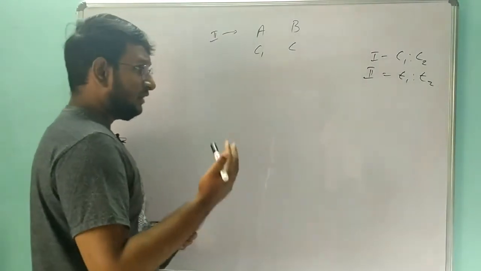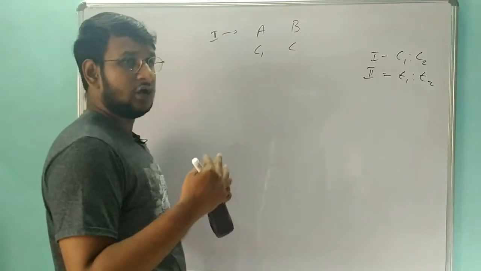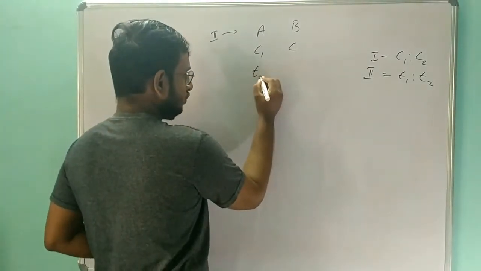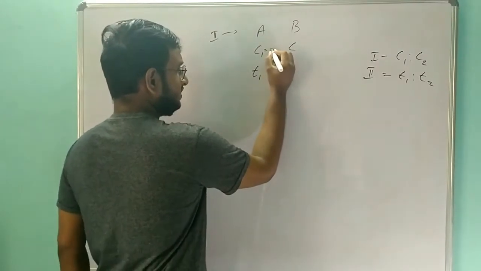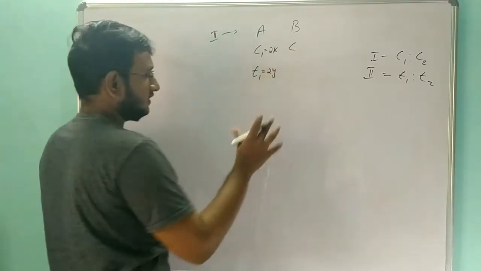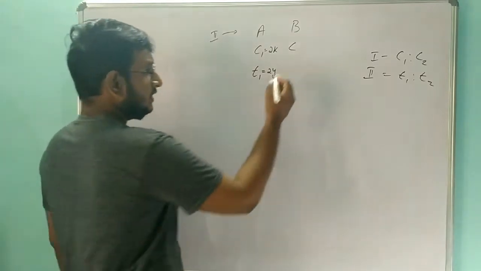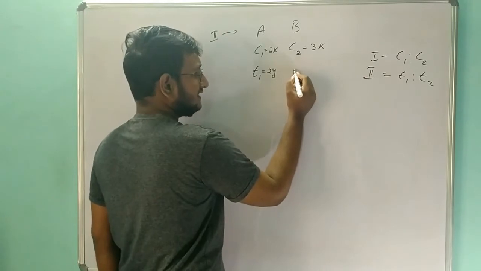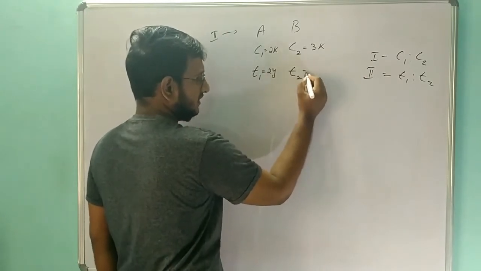Okay, so for example, A is investing 2000 for 3 years. Okay, so his investment is 2k and the time period is 2 years. Okay, let's say 2 years. B is investing 3k, I mean 3000 for 3 years. Okay, so his time period is 3 years.